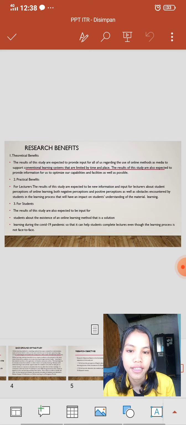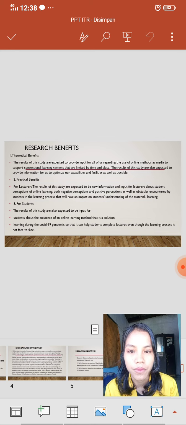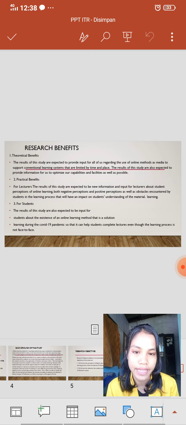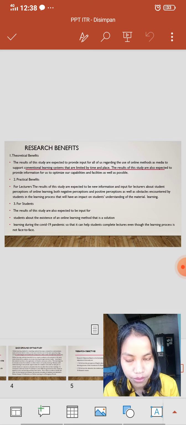Research benefits. Theoretical benefits. The results of this study are expected to provide input for all of us regarding the use of online methods as media to support conventional learning systems, which are limited by time and place. The results of this study are also expected to provide information for us to optimize our capabilities as well as possible.